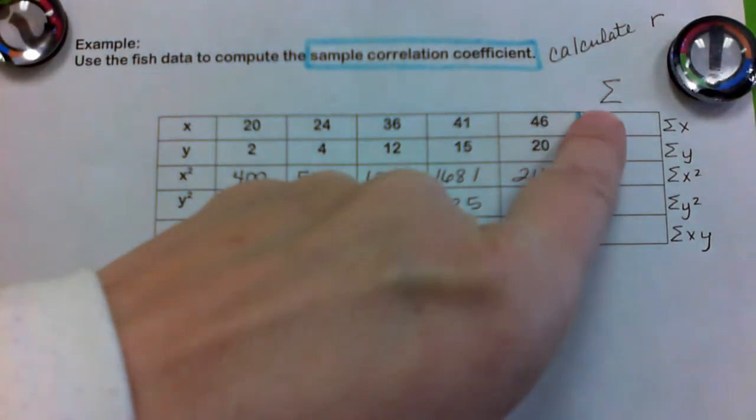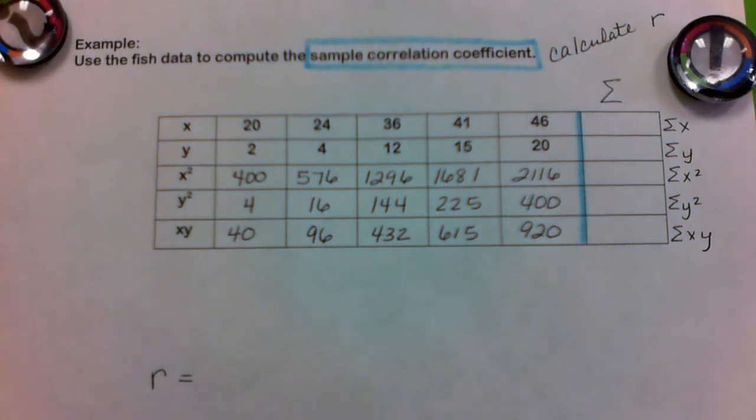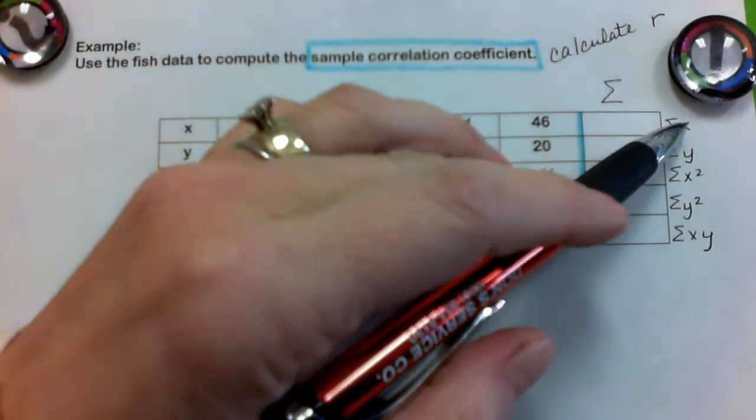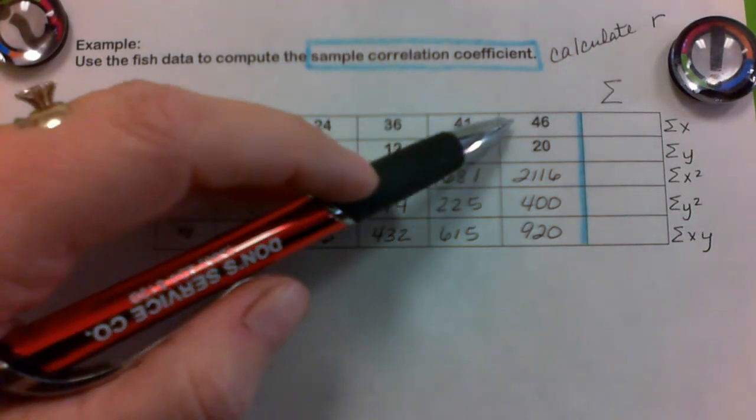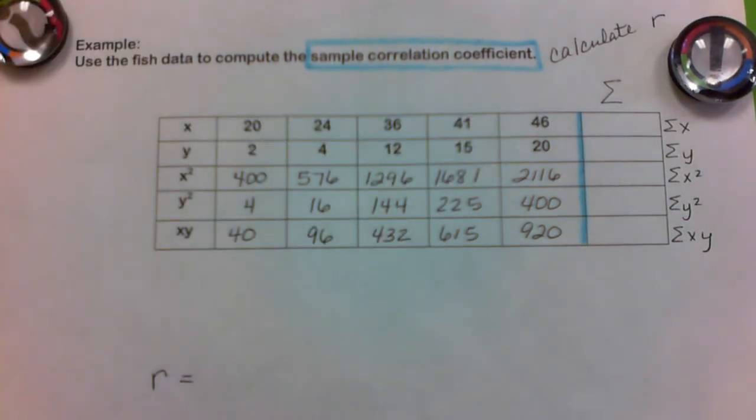Okay, notice this last column. This is your summation column, and these will be the numbers that we will use. So the summation of x tells me to add 20 plus 24 plus 36 plus 41 plus 46. And that adds up to 167.